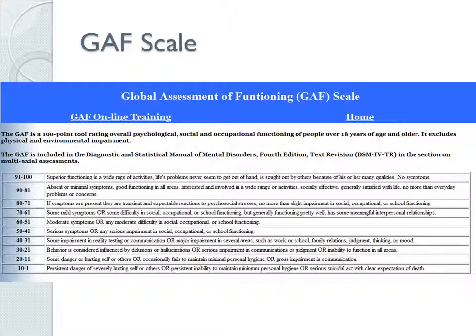One of the criticisms of the GAF score, if you look at the 91 to 100 range, is this realistic? How many individuals experience superior functioning in a wide range of activities and life's problems never seem to get out of hand? How realistic is that? Probably not all that realistic.